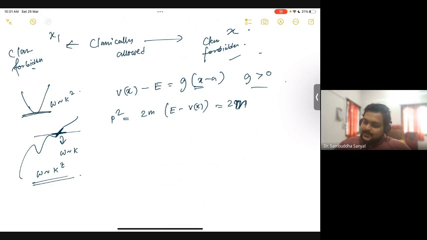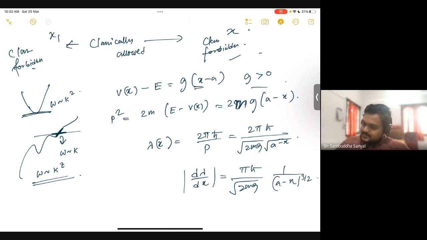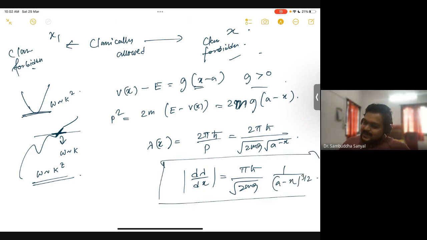Anyways, so what do we do? Now I want to estimate this and calculate lambda of x. I can show it very easily: 2 pi h bar by t, 2 pi h bar, 2 m g (a minus x). So my d lambda dx is basically pi h bar by 2 m g, 1 minus x by a to the power 3 by 2. I can easily see that as x goes to a, d lambda dx is infinity.